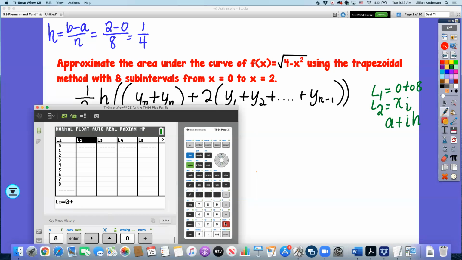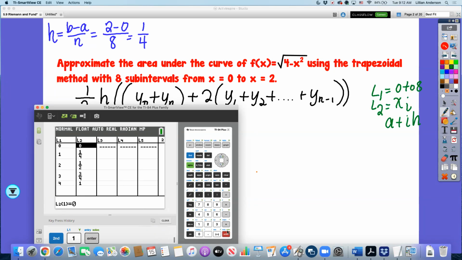I'm going to type it in exactly how I wrote it over there. 1/4 times L1. If I do that, L2, all the values will show up.